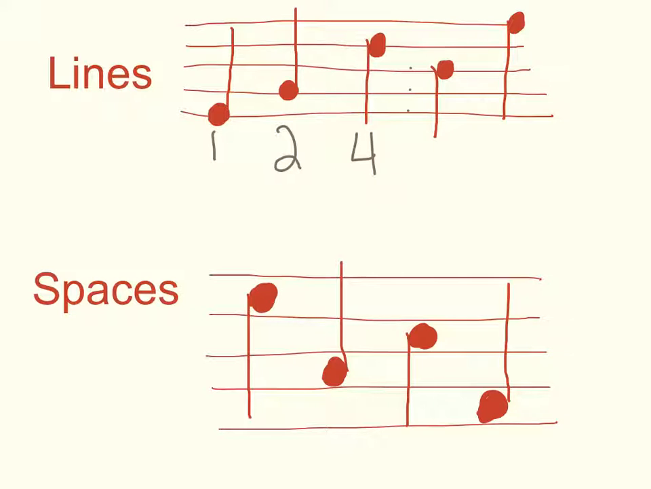This next one is on line number 3, and our last one is on the very top line. Remember, we always start from the bottom up, so if we need to remember 1, 2, 3, 4, it's on our 5th line. Okay. Now, what about our spaces? This should feel pretty easy too, but remember, we always start from the bottom up. So what space would our first note be on? Think about it, and it is on 4.